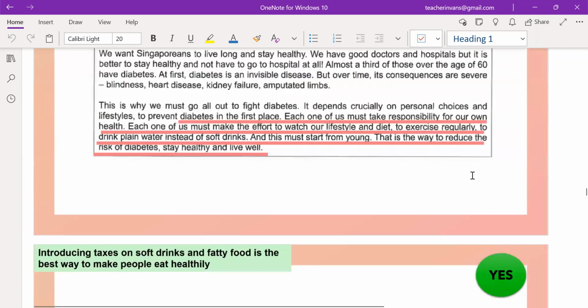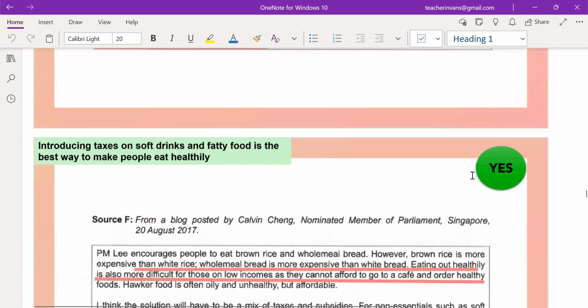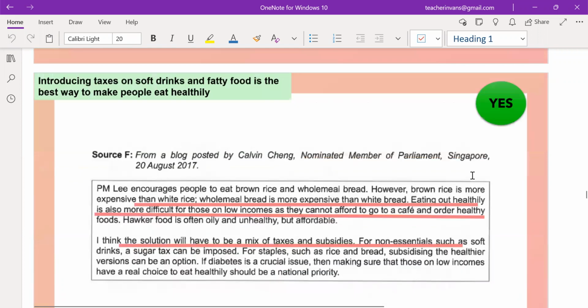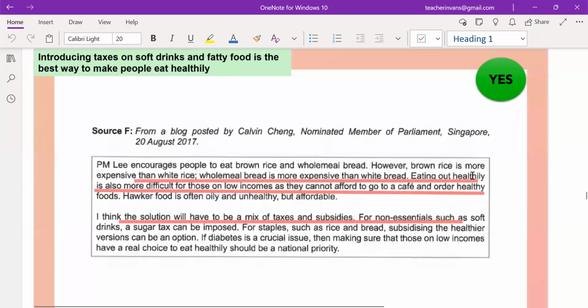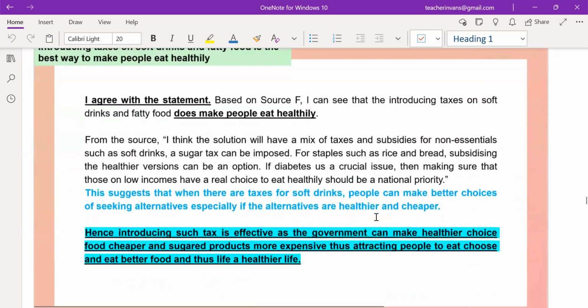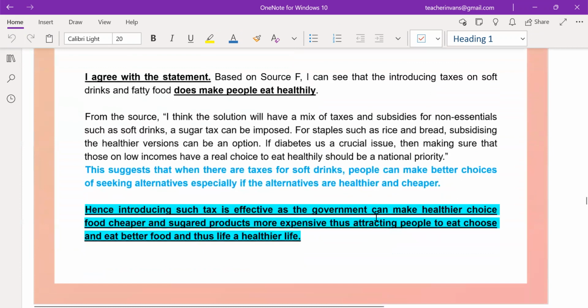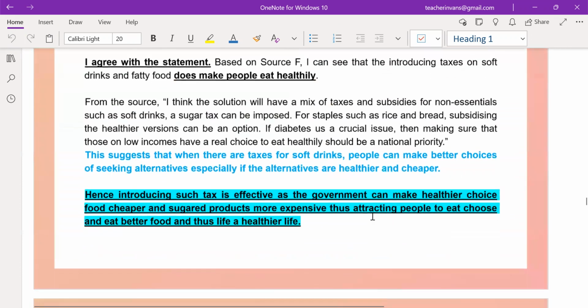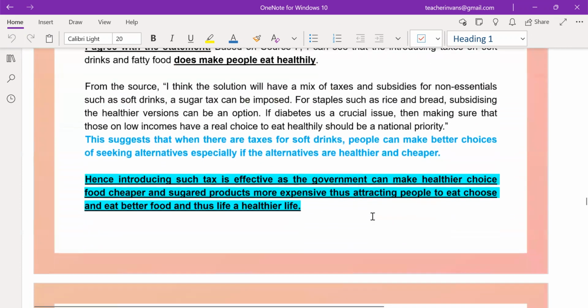Okay, and this says that it is definitely the government, because only the government can impose taxes and subsidies. Once you impose taxes and subsidies, the consumption pattern, especially in Singapore, if things are a bit more expensive, people don't buy. Okay, this is the one. Government can make healthier choices, food cheaper, sugar more expensive, and attract people to choose and eat food that is healthier.